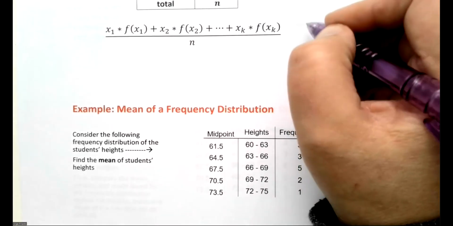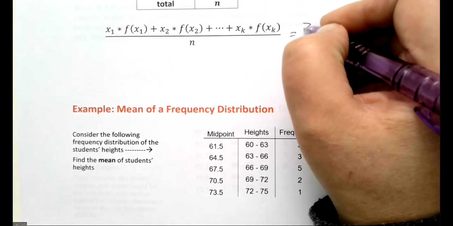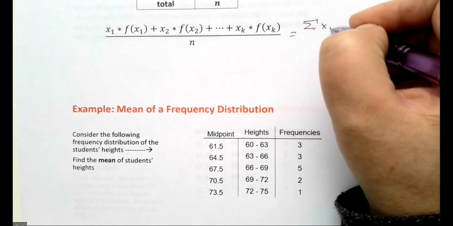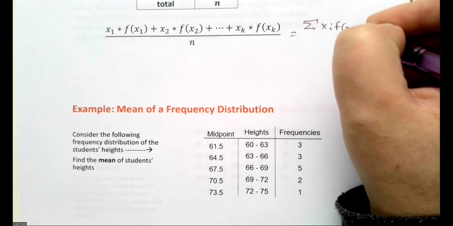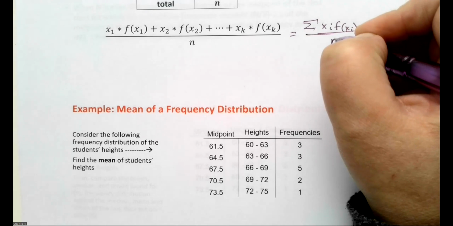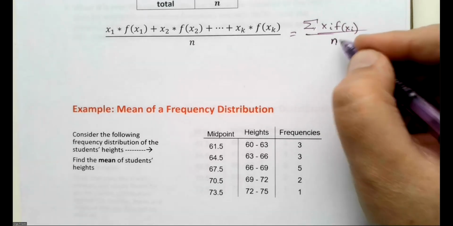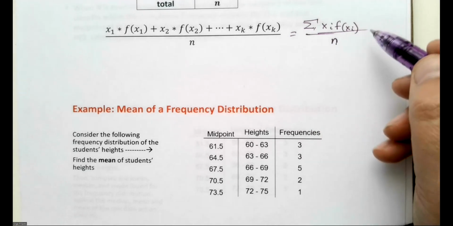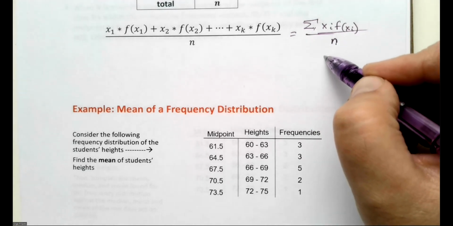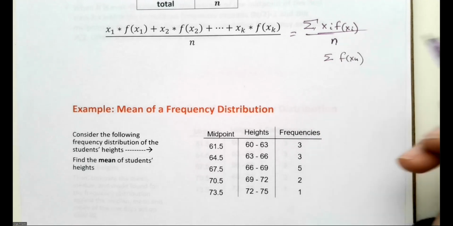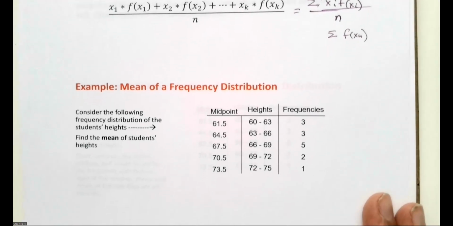We could also write it in our notation. It's the sum of the products of each x by its frequency, divided by n, where we could also write n as the sum of frequencies. So instead of n, we could write the sum of all frequencies.